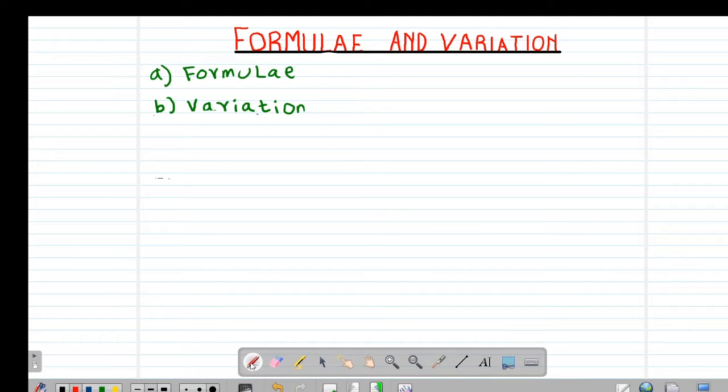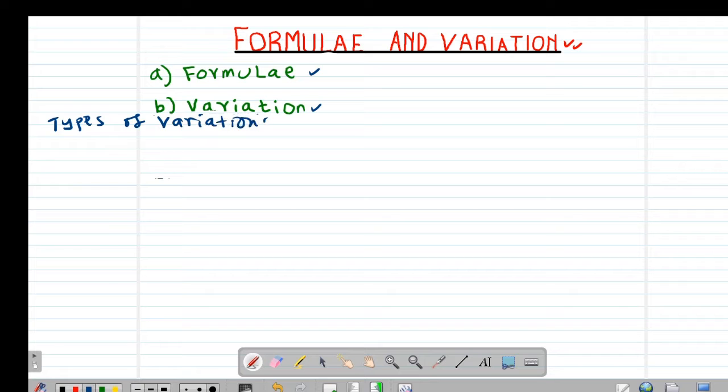Welcome to today's class. It's our 6th lesson on formula and variation. Remember that in lessons 1, 2, 3, 4 and 5 we looked at formula. Therefore in this class we are going to look at variation. There are 4 essential types of variations.